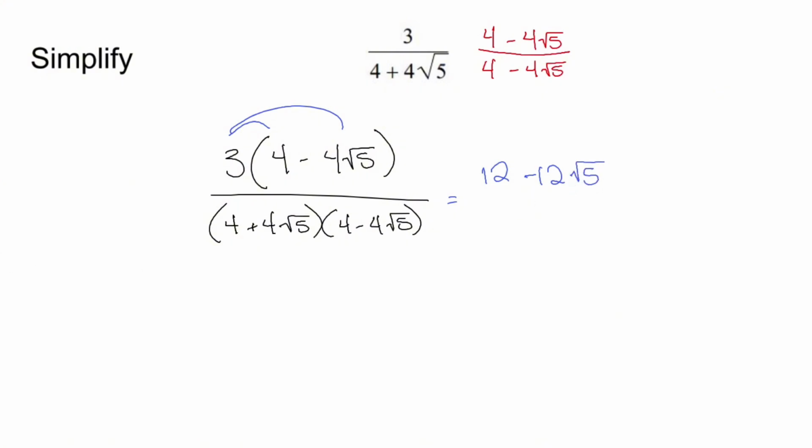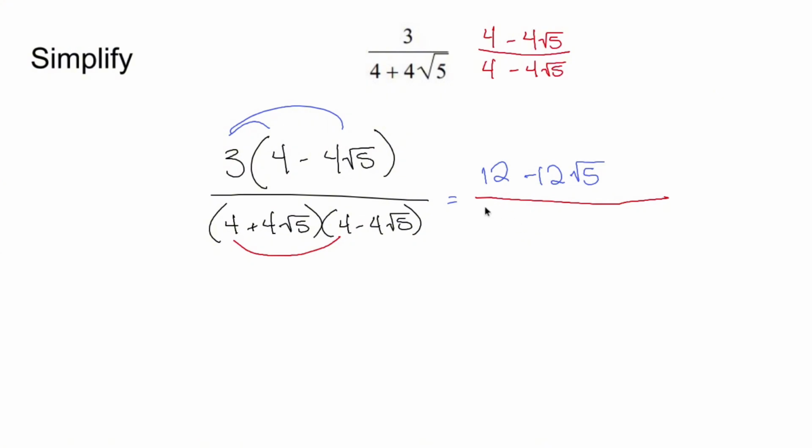Now, what makes the bottom magical is when you multiply binomials, which means two objects in parentheses where one has a positive sign and one has a minus sign. This is called a difference of squares. The two inside parts will always cancel out. Yes, this is a FOIL problem, but watch what happens.